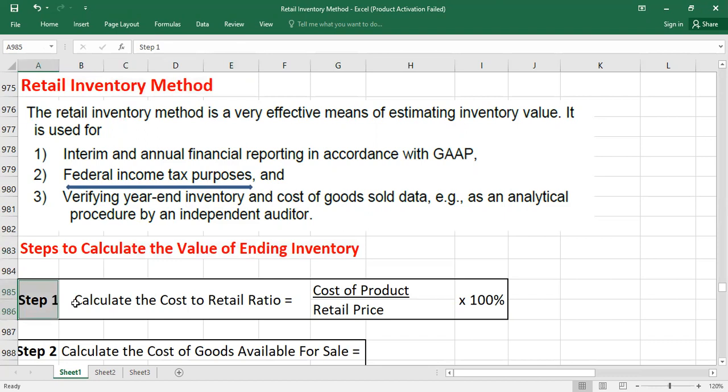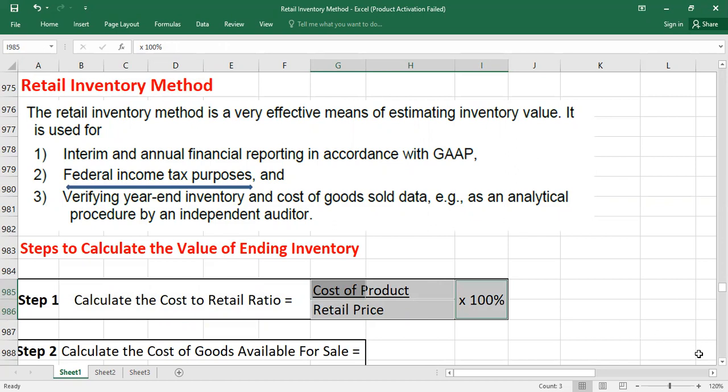The step number one is what? First we need to calculate the cost to retail ratio. This is actually a ratio. For example, if you are selling a product, of course you will have a cost of that product, maybe it is $50, and then you might have a retail price of that product, maybe it is $80. So this is what is called the cost to retail ratio. How will we calculate it? We take the cost of the product, let's assume it is $50, divided by the retail price, let's assume it is $80, multiplied by 100. This is how you get the cost to retail ratio.